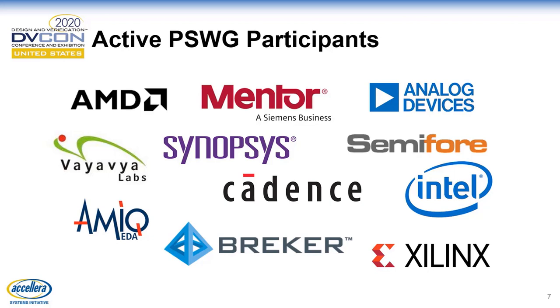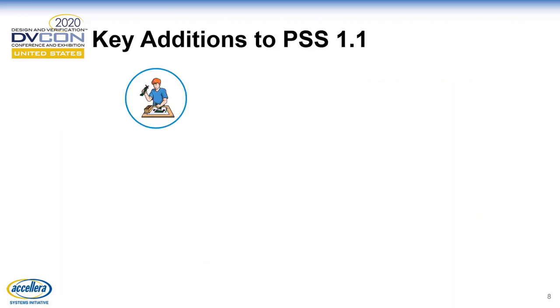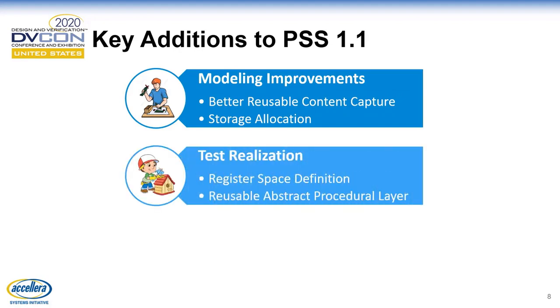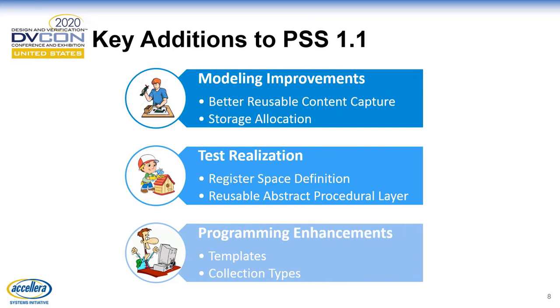for new input. So some of the key things we've added to 1.1, we've added some modeling improvements. So being able to capture reusable content a little better. Storage allocation is a big part of that. Prabhat will talk about that. Test realization, we've added a mechanism for defining the register space, and also, as we'll see, a reusable abstract procedural layer, and we'll talk about what that means in a minute. And then we've added some programming enhancements. So it's just sort of general things that a programming language ought to have, like templates, collection types, and other things. And Matan will talk a lot about that as well.